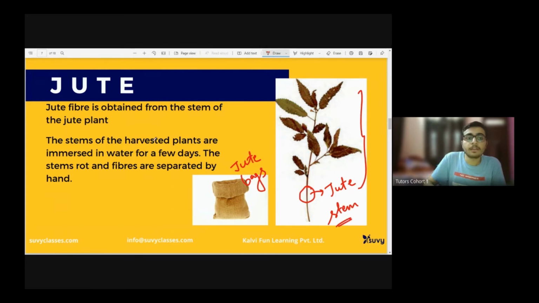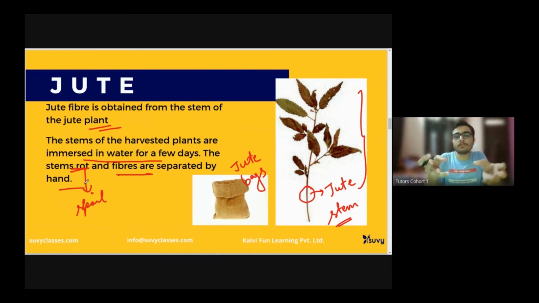Jute is extracted from the jute stem. Jute fiber is obtained from the stem of the jute plant. The stems of the harvested plants are immersed in water for a few days. Like, I'll just cut this plant from the ground and place it in water for a few days. The stems rot. Rot means they just spoil, and the fibers are separated by hand. So what happens is they loosen the fibers. If I keep the jute plant in water, the fibers will loosen and I will get the fibers by hand. It's done by hand, not by machine. So it takes a lot of time. It's time consuming.